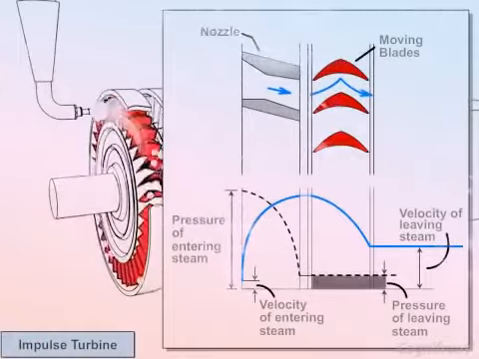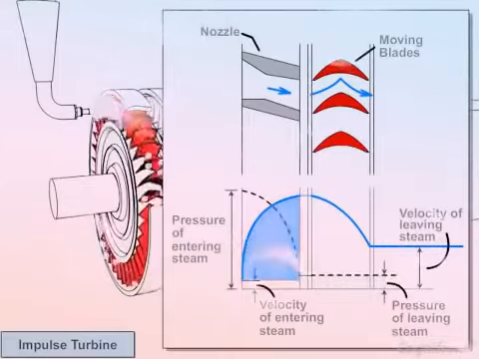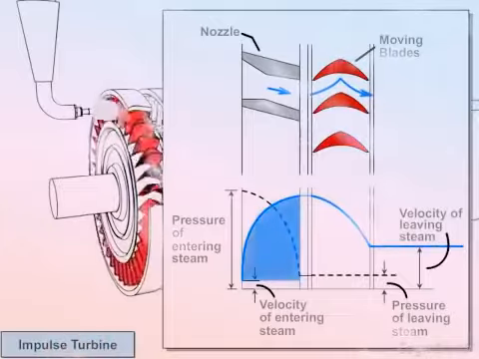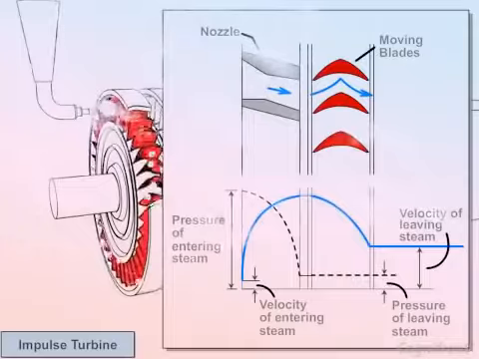In this turbine, steam pressure remains constant while flowing through the moving blades. The velocity of the steam is very high while flowing through the nozzle and it decreases while flowing through the moving blades.